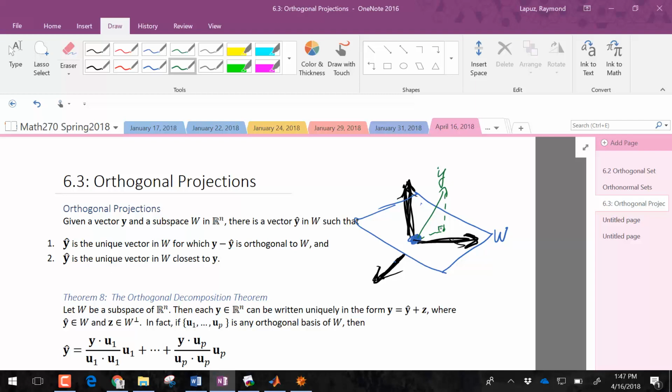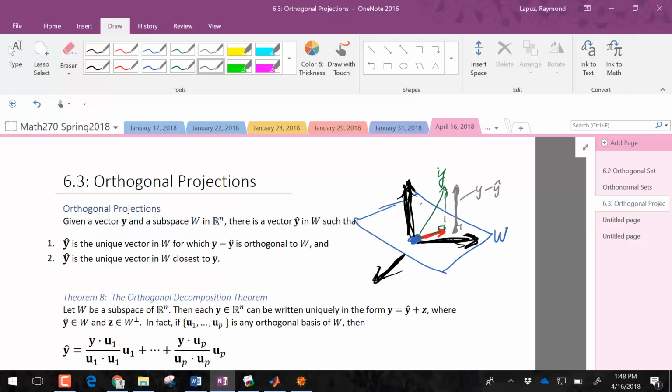Okay? So on that plane, what we have is y hat, where y hat is a unique vector in W so that y minus y hat, you just connect the tails, right, is perpendicular to W, and y hat is the unique vector that's closest to y. So this distance over here is the shortest distance possible. That's what that's saying.